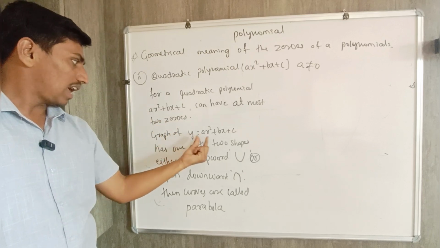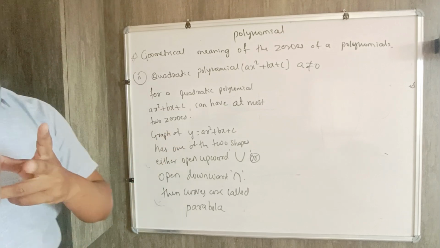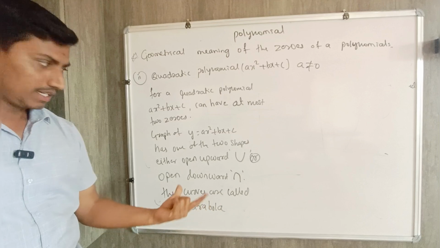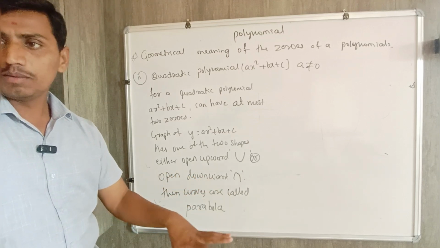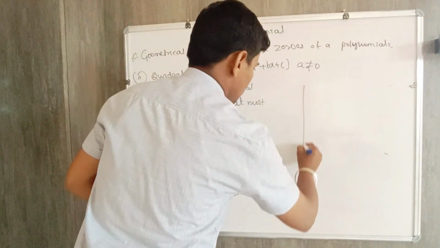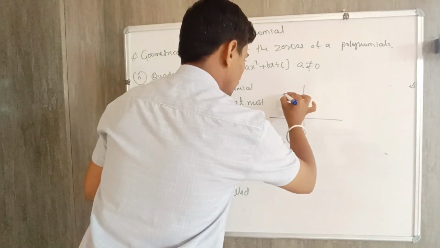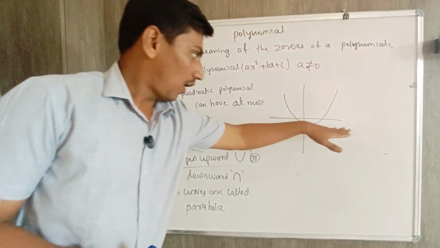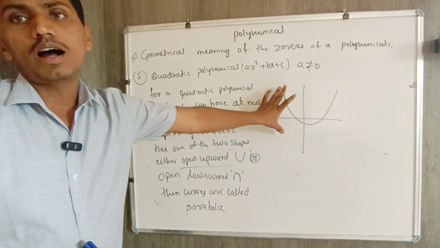Okay, so the graph of y equal to ax square plus bx plus c has one of two shapes: either open upward or open downward. Then the curves are called parabola. See, open upward, so this is the graph. Here how many zeros on the x-axis? 1, 2 zeros. Okay, this is open upward.